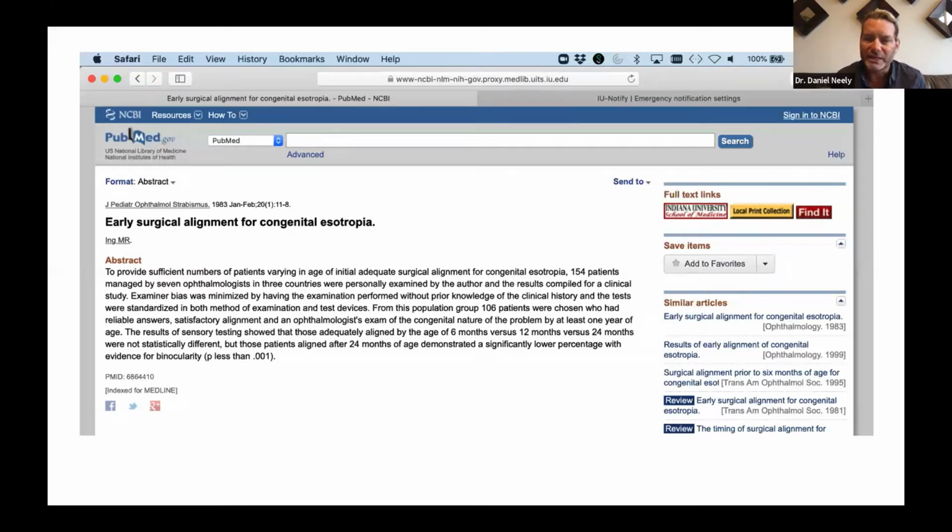Now where they did find some drop off was after 24 months. So after 2 years of age, they did start to have a significantly lower percentage with evidence for binocularity. It doesn't mean they had bad outcomes, but in terms of high grade or some grade of stereopsis, they didn't do as well. So if you had to say, what should my target be when I have a child born with esotropia or exotropia? We'll extrapolate this a little bit. I would say that having that surgery completed by age 2 years is pretty reasonable.